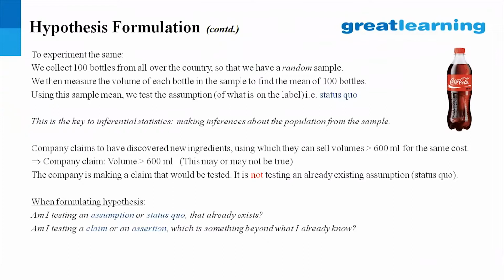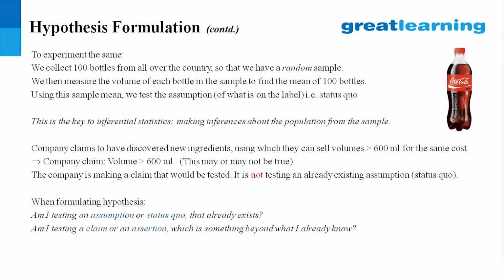This has never been mentioned on the bottle because the company is yet to manufacture such Coca-Cola bottles. So in this case, you're testing a claim. This is not an assumption yet because this hasn't happened. The company is only making that claim or that assertion. So in this case, you're testing a claim or an assertion which is beyond something you already know.